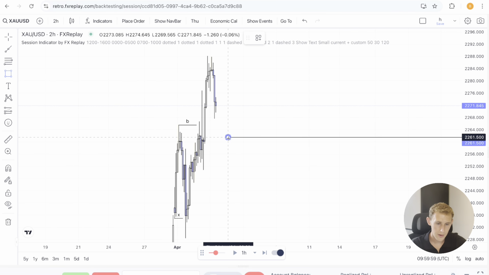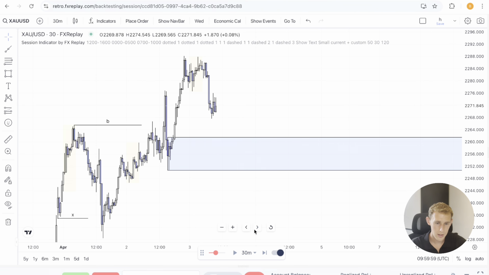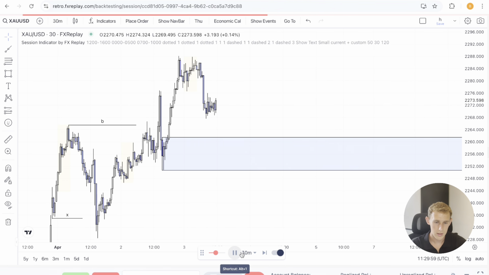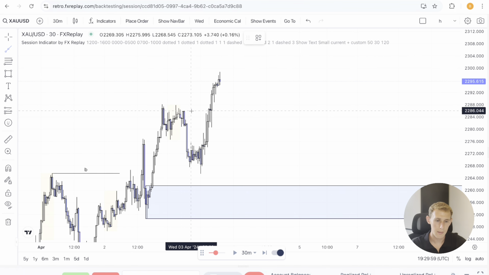We also have this area. This is a valid demand. So maybe this one as well. That would be valid. Let's see. Nope, doesn't look like price wants to pull back.